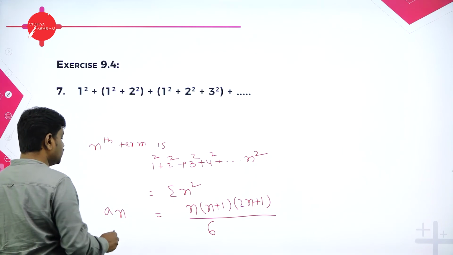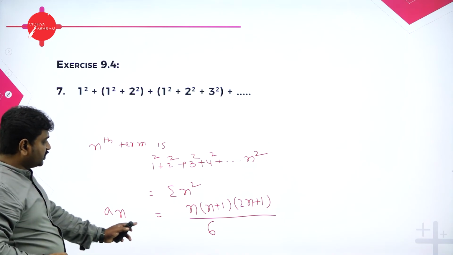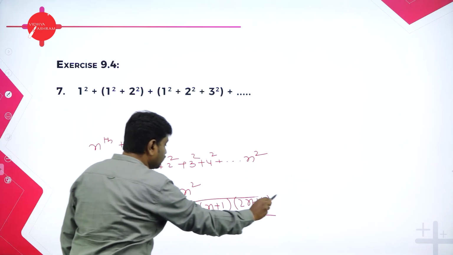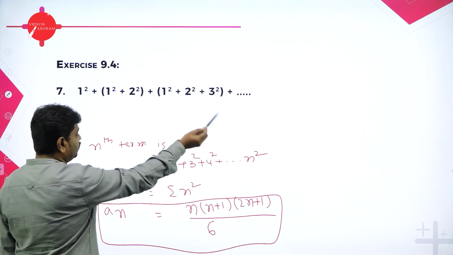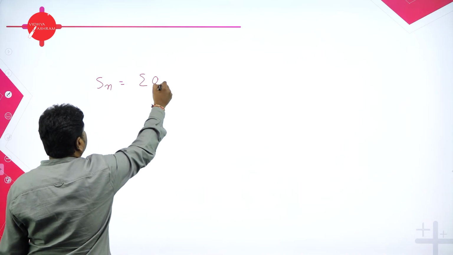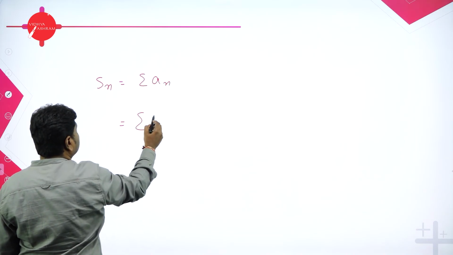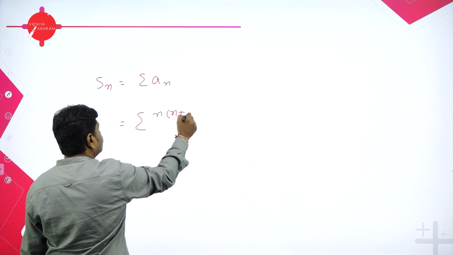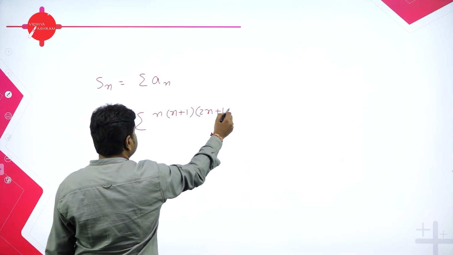This is an. Now I want the summation. Now the nth term itself is n into n plus 1 into 2n plus 1 by 6. You got the nth term, but they want Sn. All of you know Sn means sigma of the nth term, sigma an. So sigma, what is the nth term? We got it. That is n into n plus 1 into 2n plus 1 by 6.